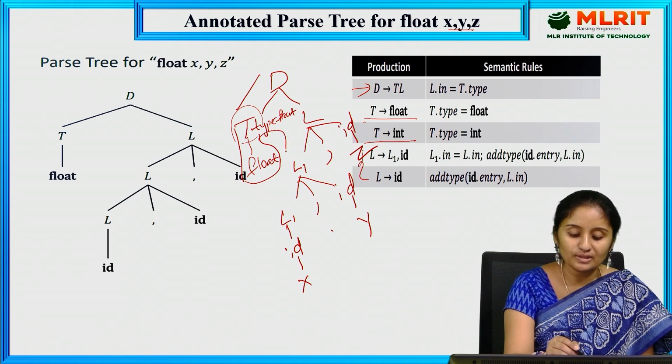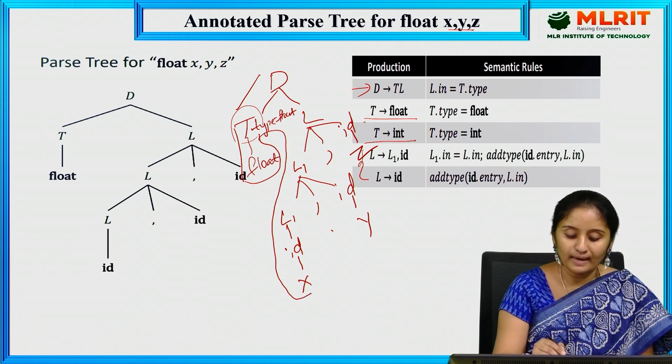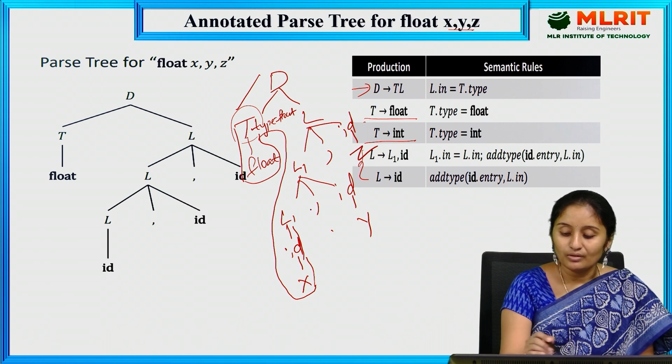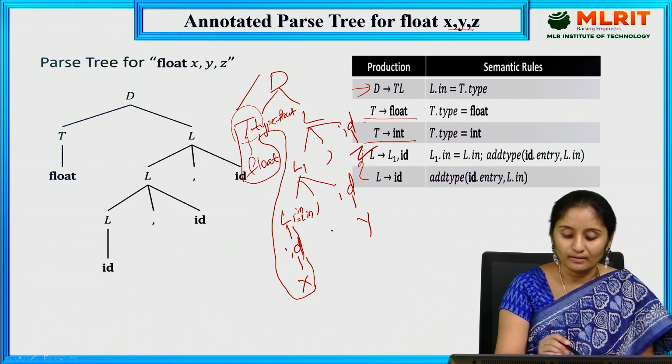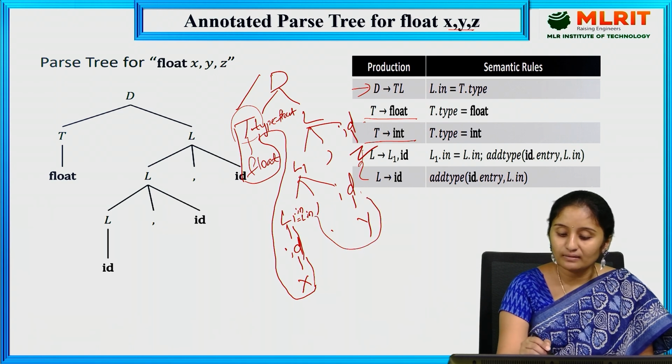So it comes here. I have X. There is no reduction for it here. So ID, there is no reduction over here. So it comes here, L1. So here what I am having is L1 dot in is equal to L dot in. Comma, ID, nothing is there. Here there is no reduction. Y, there is no reduction. There is no semantic action to be done.